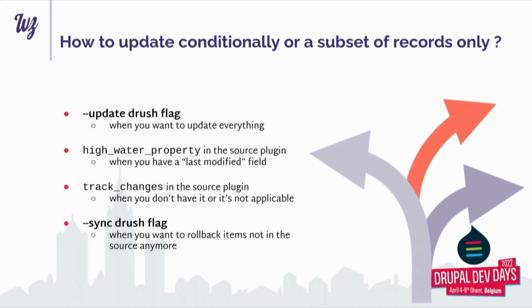The one we end up using the most is simply the track changes source plugin option, which will store a hash for each incoming row and compare it with the next import hash. And then the --sync drush flag, which is like a godsend for this use case, which will delete the nodes or the entities which are not in the source data anymore when you import.